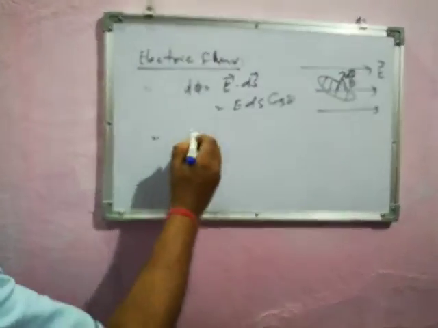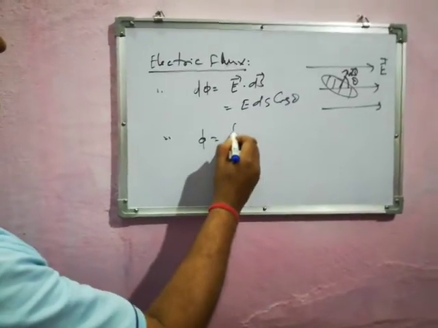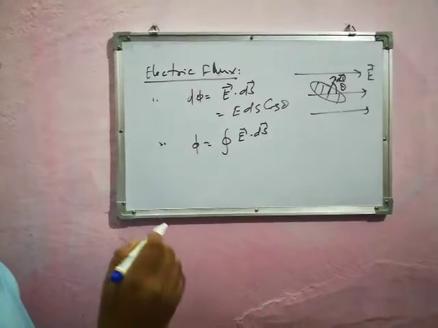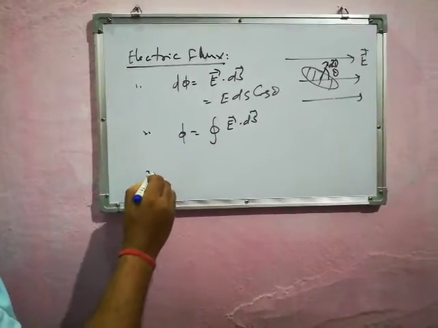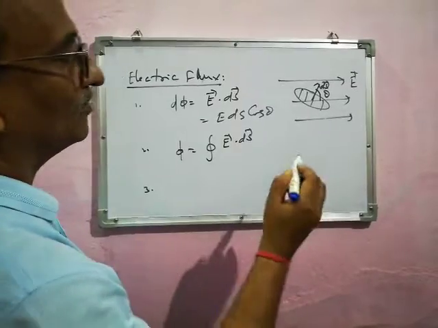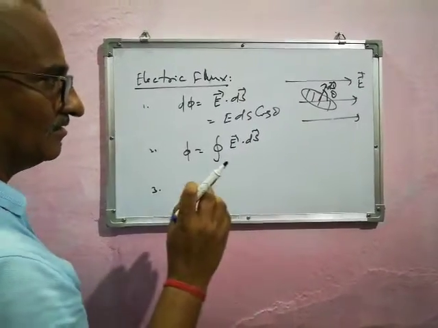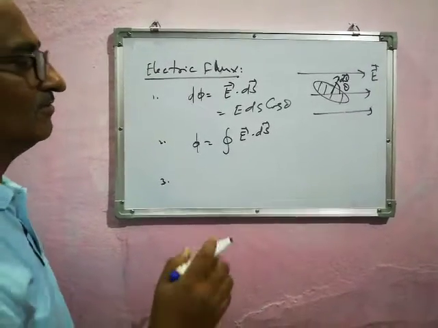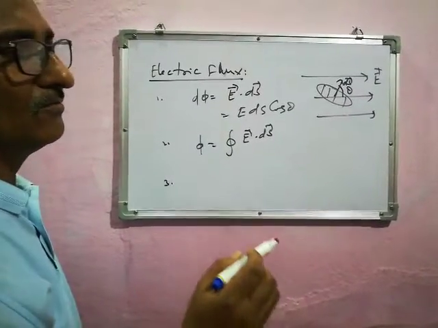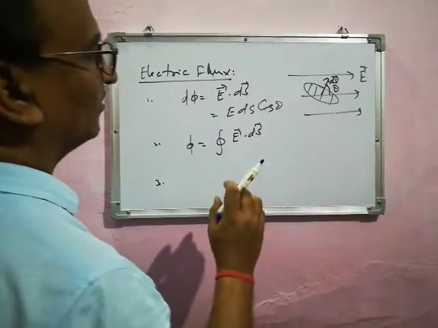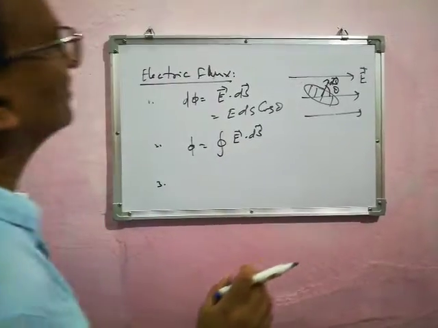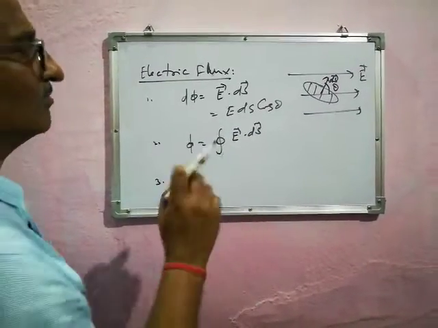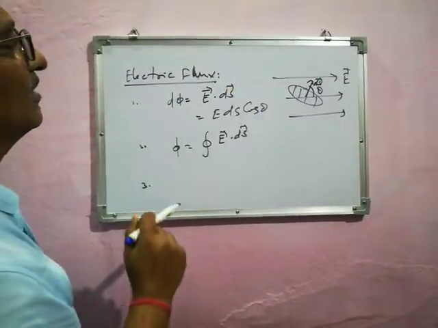So the first definition is, it is defined as the dot product of electric field and area vector. You may define flux as surface integral of electric field. And there is another definition, that electric flux through an area may be defined as the number of electric field lines passing through the surface perpendicularly. So these are the three definitions of electric flux. But in mathematical calculation, this is more applied.